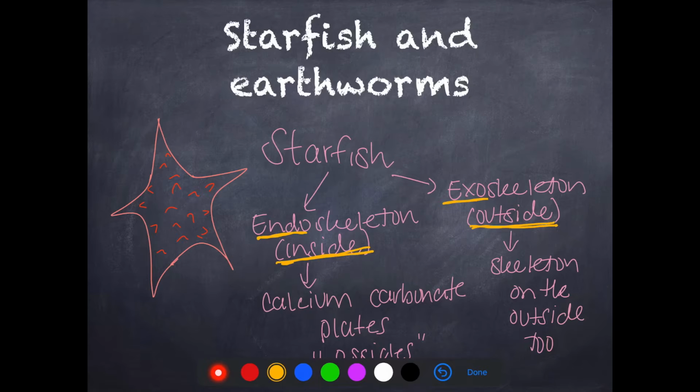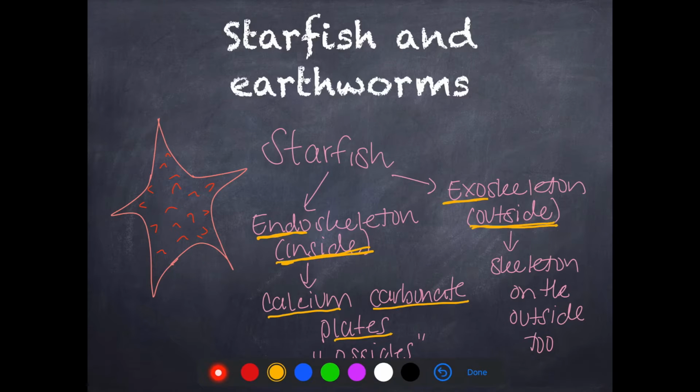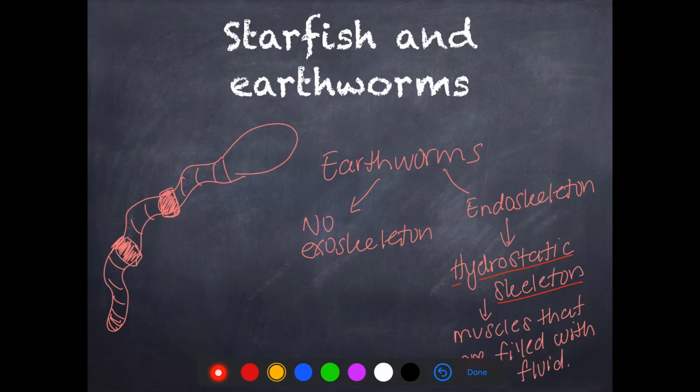For a starfish though, the endoskeleton, which is on the inside, is made of something called calcium carbonate plates. These are also known as ossicles, which I have down here. And the starfish's exoskeleton, the skeleton on the outside, has no specific names, but sometimes they have harder spikes and stuff on the outside. That gives them protection and a form of structure as well.